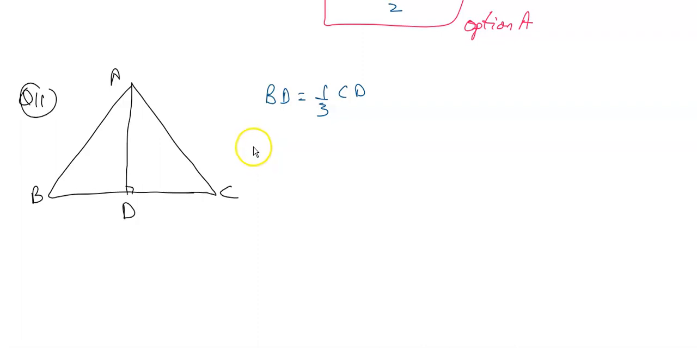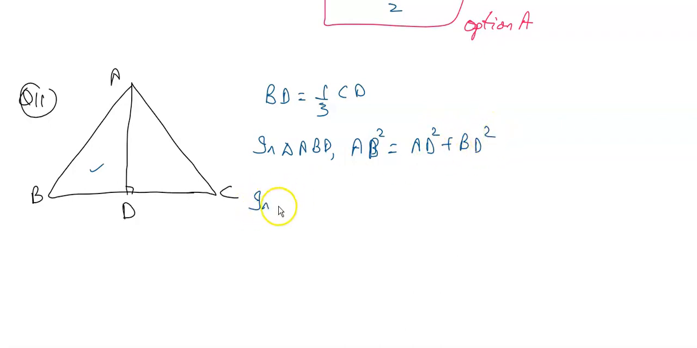Okay, so first of all, what we can do is, we can apply Pythagoras theorem in this triangle. So in triangle ABD, if I apply the Pythagoras, it has to be AB square is equal to AD square plus BD square. Then in triangle ACD, what do I have? Hypotenuse square, AC square is equal to AD square plus DC square. This is equation 1. This is equation 2.